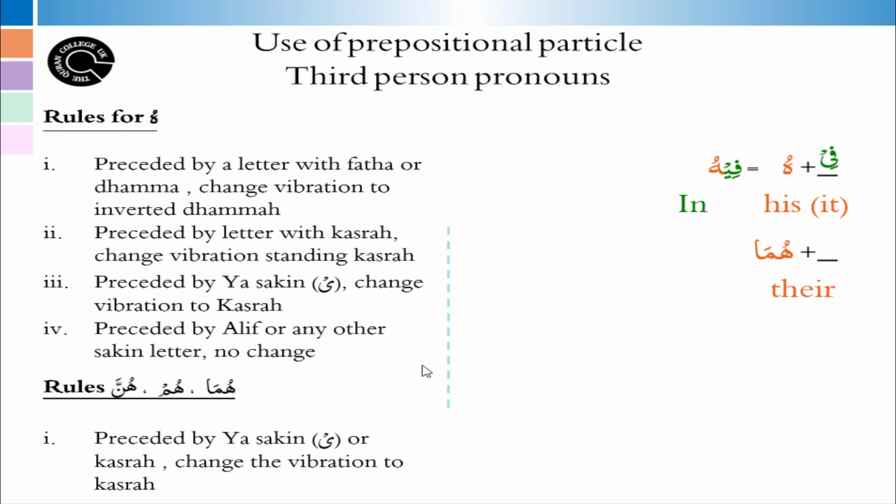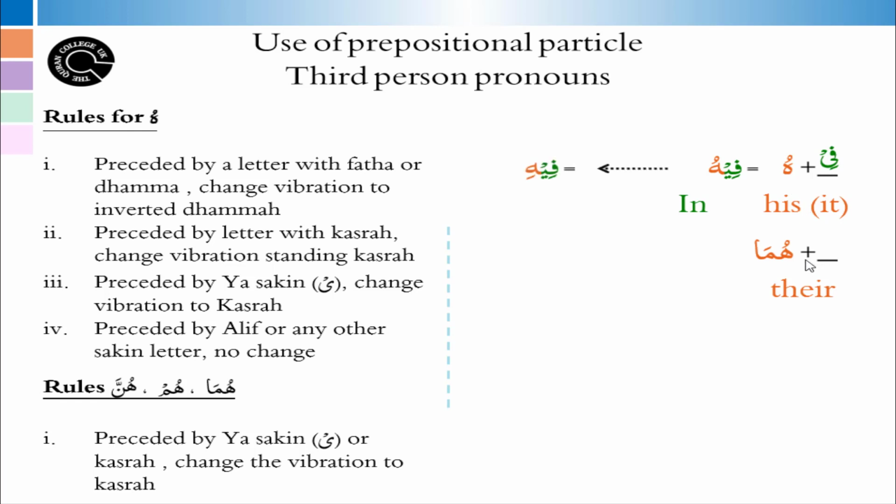If you apply fi on hu, we can apply the third rule on that. If ya sakin is preceded, then change the vibration to kasra. So this vibration would be changed to kasra. Therefore, this ya sakin would force this hu to change to the kasra, and in that case it becomes fihi.